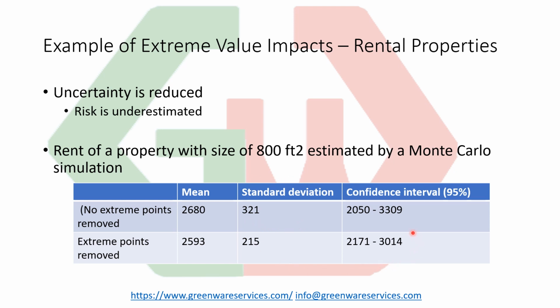So here we can see if we exclude the extreme values, the confidence interval is much smaller than the confidence interval output by the model which included the extreme values. So this means the model without extreme values underestimates the risks.